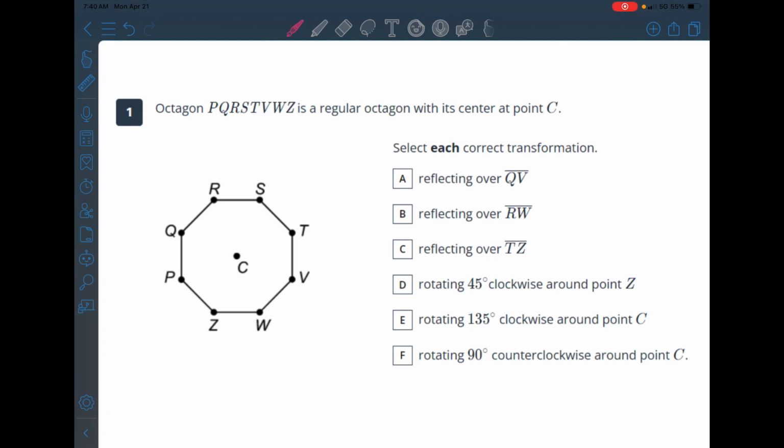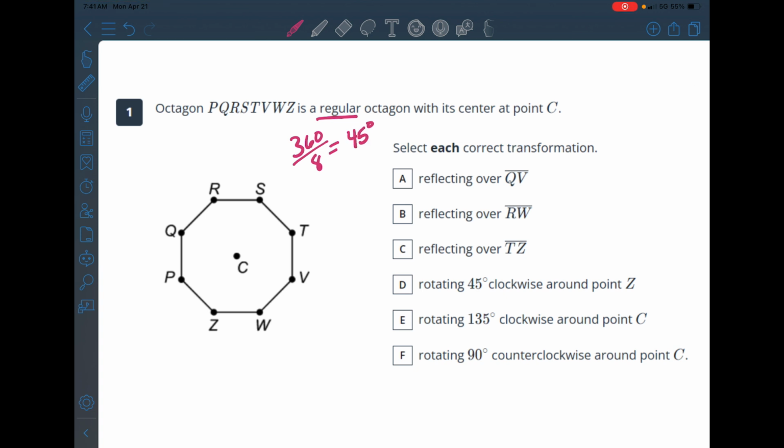PQRSTVWZ is a regular octagon with its center at point C. Remember, a regular anything means that all the angles are the same and all the sides are the same. So if I have an octagon that's 8 angles, 8 sides, we need to figure out what each angle is. So if I did that on my calculator, I'd get 45 degrees.